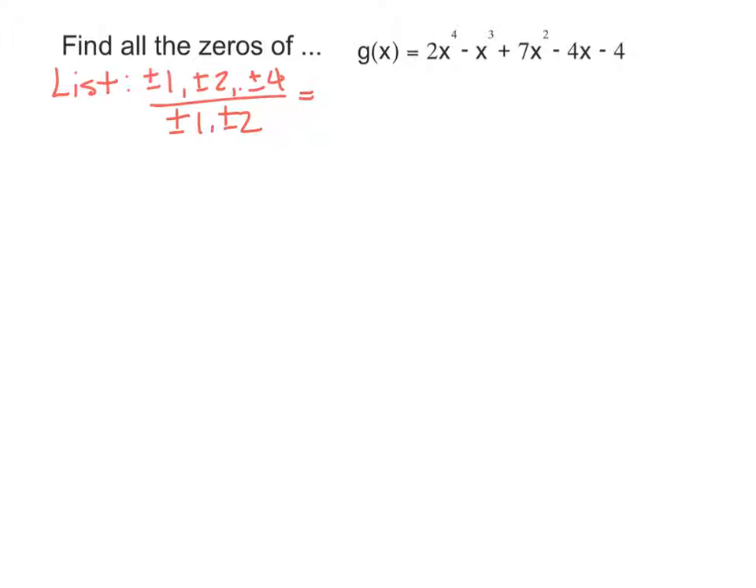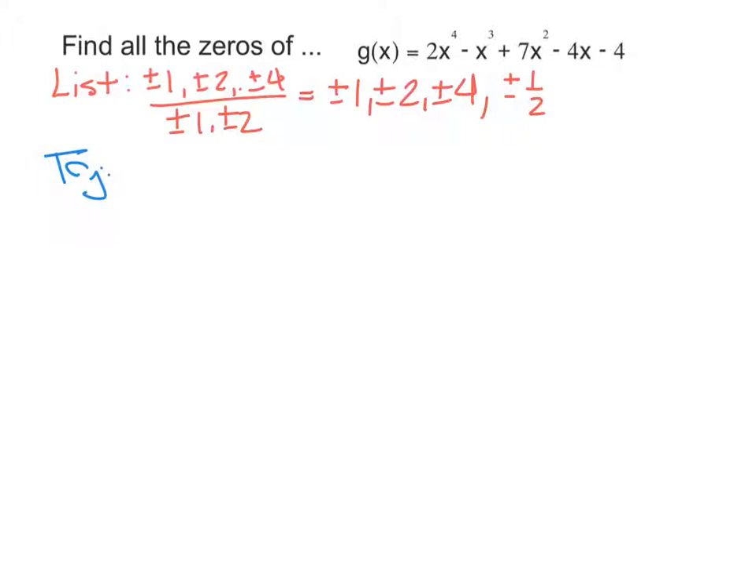Listing them all out, if they all had a denominator of 1, that'd be plus or minus 1, plus or minus 2, plus or minus 4. And if they all had a denominator of 2, that'd be plus or minus 1/2. 2 halves is 1, already on the list, and 4 halves is 2, which is also already on the list. So next, we start trying.